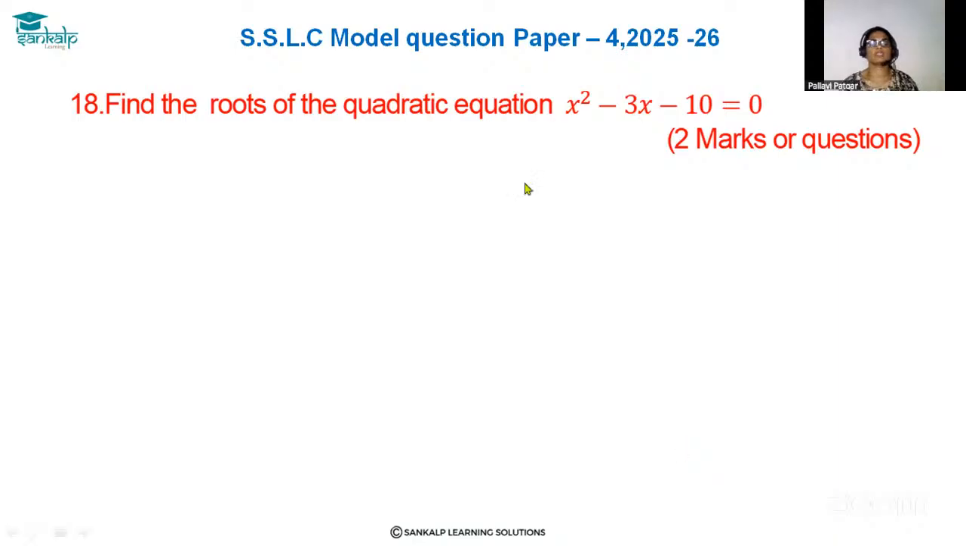Hello everyone. Look at the question number 18. Find the roots of the quadratic equation x square minus 3x minus 10 is equal to 0. So here we are given the equation x square minus 3x minus 10 is equal to 0.